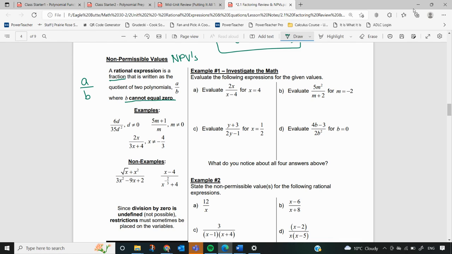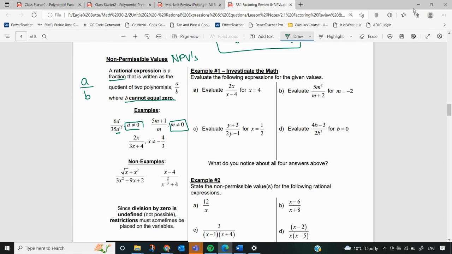So first one here, we've got 6d over 3d squared. It's a fraction, and there is a variable in the denominator, rational expression. Next one, we've got fractions, variable in the denominator, rational expression. This one has a restriction. M cannot be 0. This other one also had a restriction. D cannot be 0. Because if I multiply 0 squared by 35, I'm going to get 0. Makes it undefined.